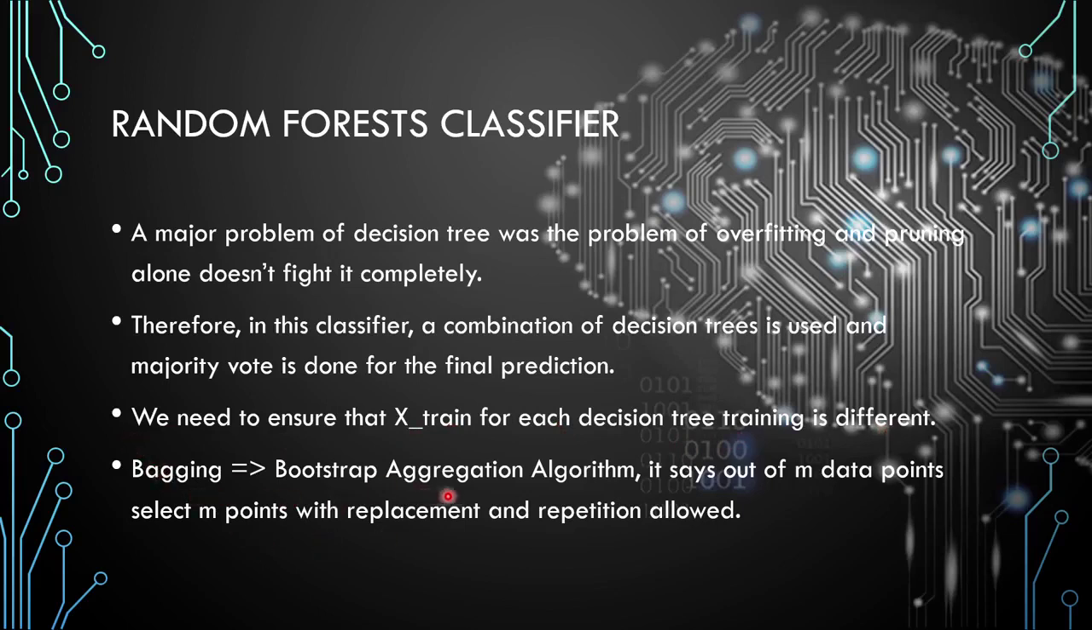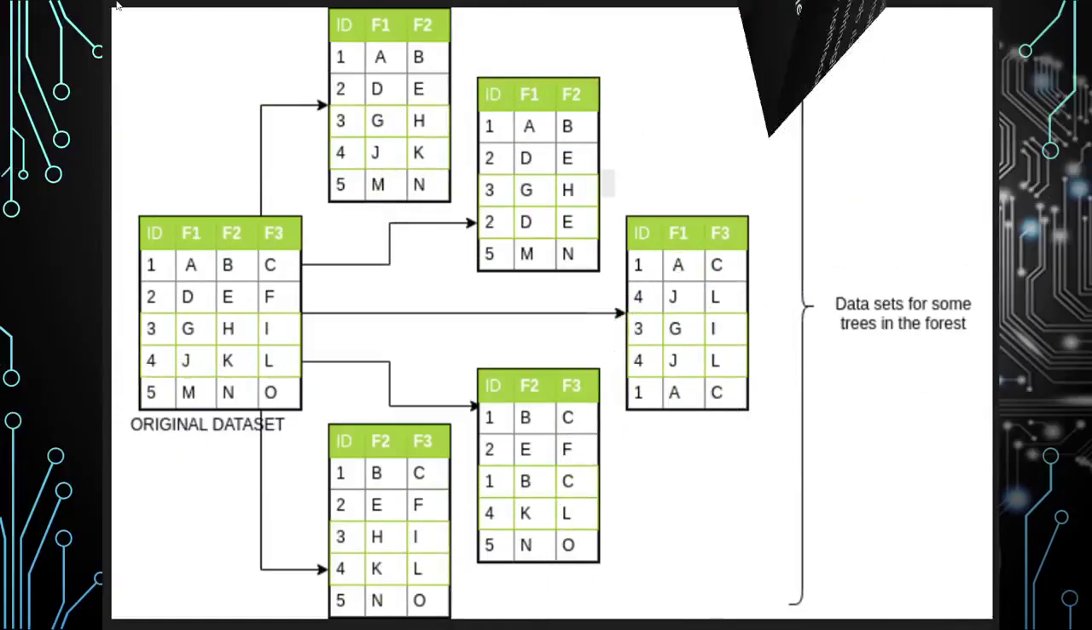It says that out of m data points, we select m points with replacement, with repetition allowed. This is basically the statement of the bagging algorithm. So let us see what all this means exactly. Suppose this is our original data set, in which we have 4 columns and 5 rows.